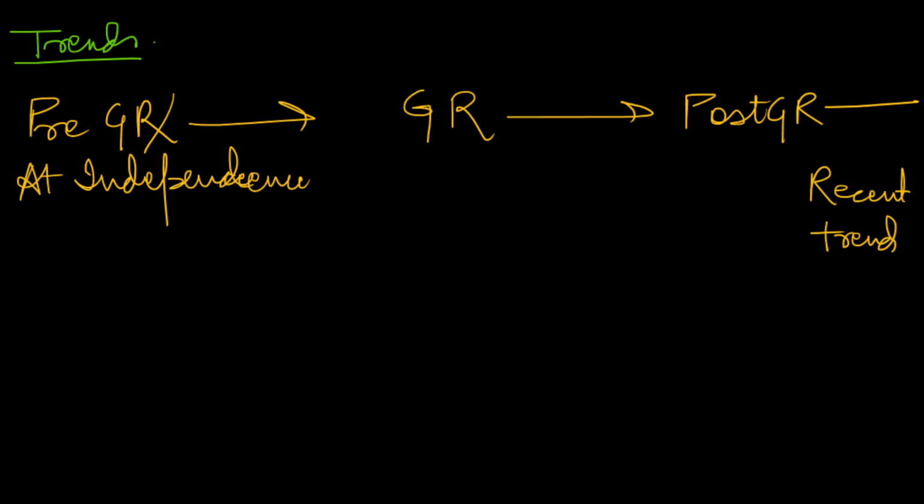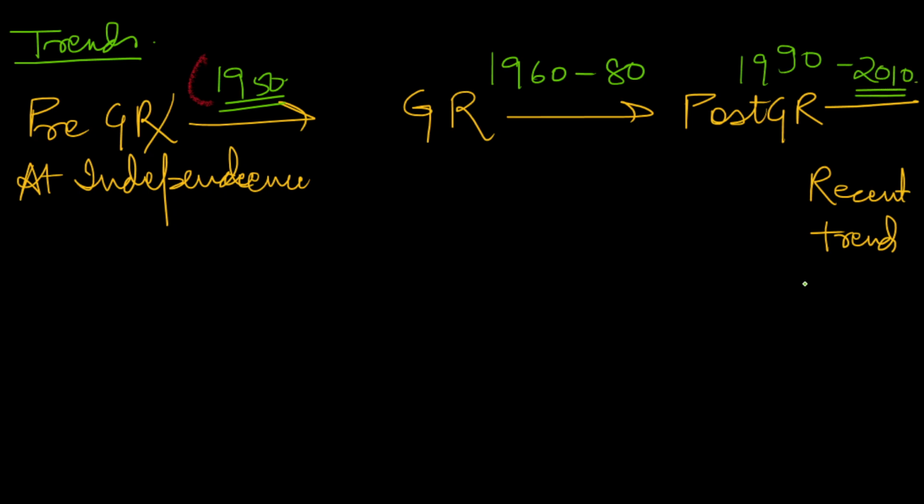You can even mention the dates here. The pre-green revolution, that is at independence, is around the 1950s. Then there came the green revolution phase, that is the 1960s to 80s. Then came post-green revolution, which you can mention as the 1990s to 2010. Then the present trend is after 2010. So we'll discuss all the trends.